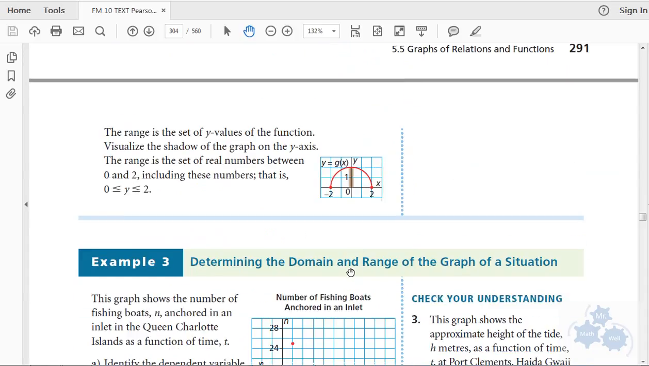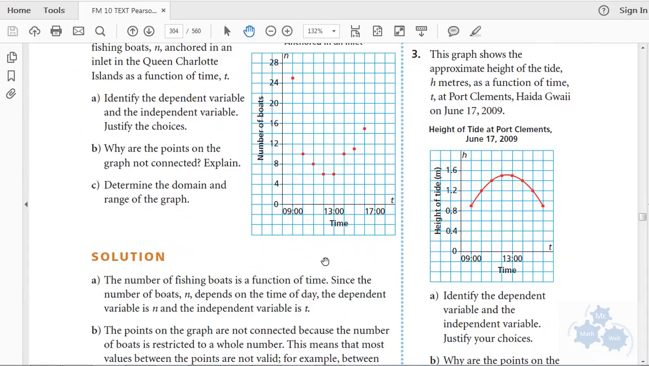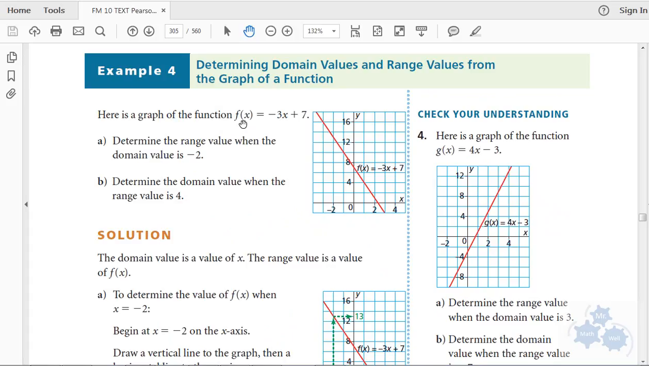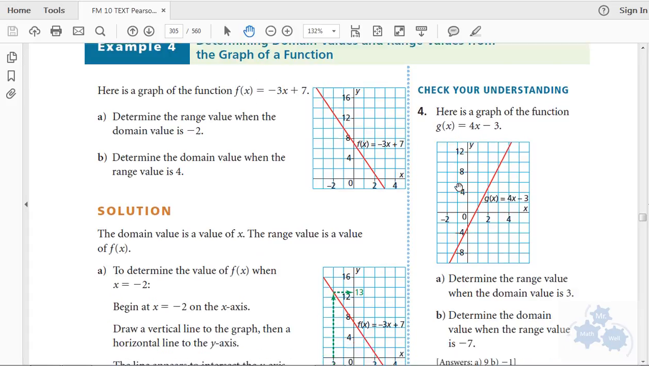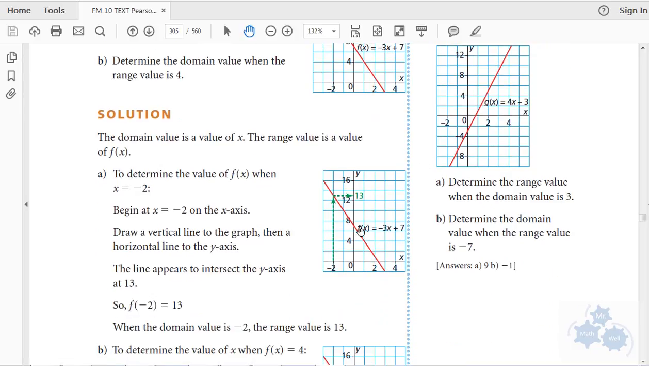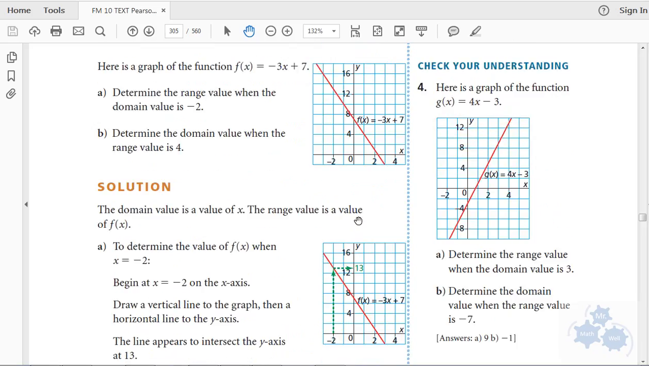Okay, what else do we need to know about this? If you see function notation, what does that mean? That means the relation is a function. Yeah. So there you go. You're connecting the notation now with the graphs. Straight lines are functions.